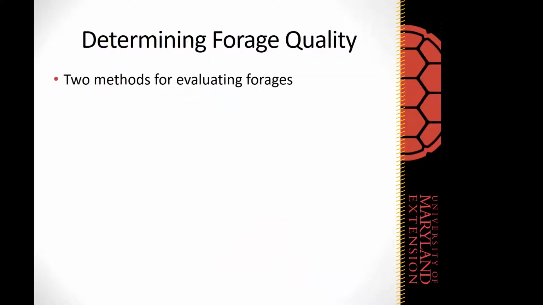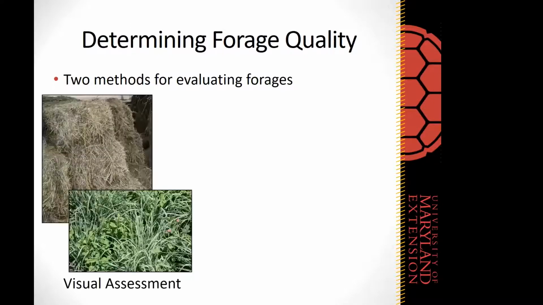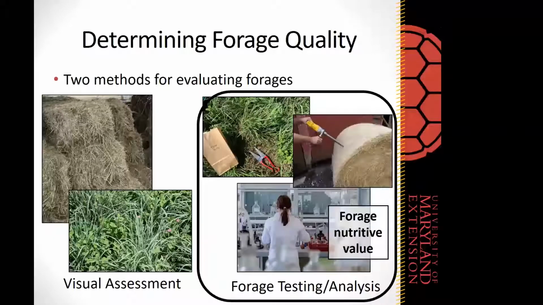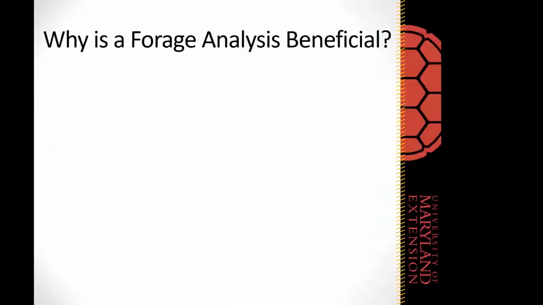So when it comes to testing forages, we really have two methods for evaluating them. We have, of course, a visual assessment. There are some things we can tell visually from looking at forages, and that we know about different forages and different species. And then we have the forage testing or forage analysis side of things. And that is what we're going to be focusing on tonight. And that's really what tells us our forage nutritive value.